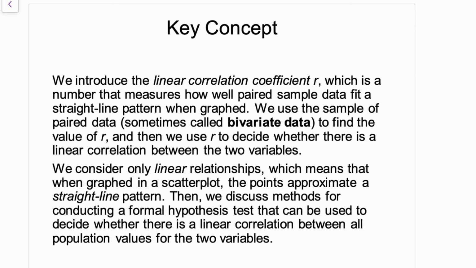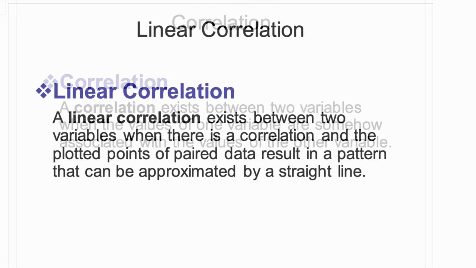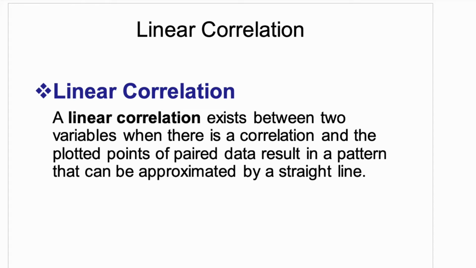We will only be considering these straight line linear relationships, which means when we look at our scatter plot, everything should look like a straight line in either a positive or negative slope. The main idea is correlation. A correlation exists between two variables when one of the variables is somehow associated with the value of another variable. We will be concerning ourselves with linear correlations, one where the correlation exists in either a positively sloped straight line or a negatively sloped straight line.